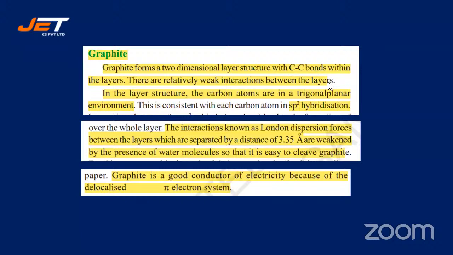The interactions known as London dispersion forces between the layers, which are separated by a distance of 3.35 angstroms, are weakened by the presence of water molecules so that it is easy to cleave graphite. It is also a good conductor of electricity because of the delocalized pi electronic system.